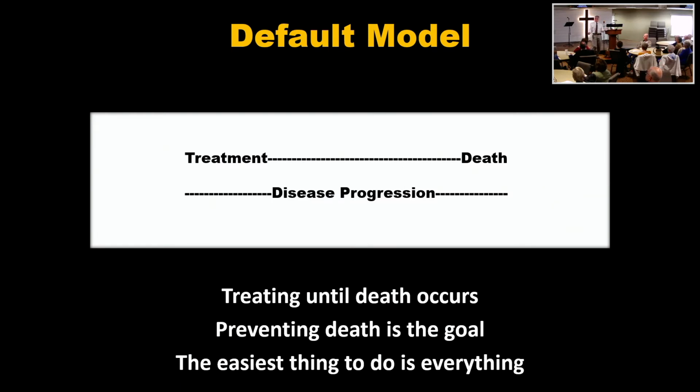So this is the old-fashioned model. This is kind of the model when I practiced in the 70s. You just treat till people die. This is where the only goal is save the life. Keep them alive at all costs. So preventing death is the goal, whatever it takes, everything. Remember what I said, the easiest thing to do in life for a doctor is everything.